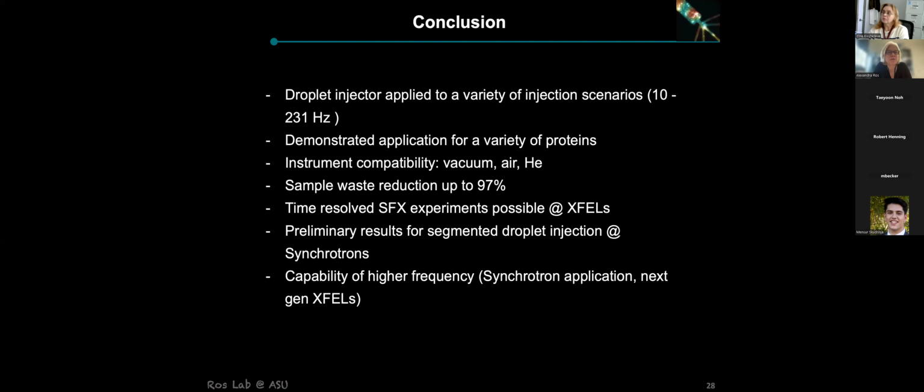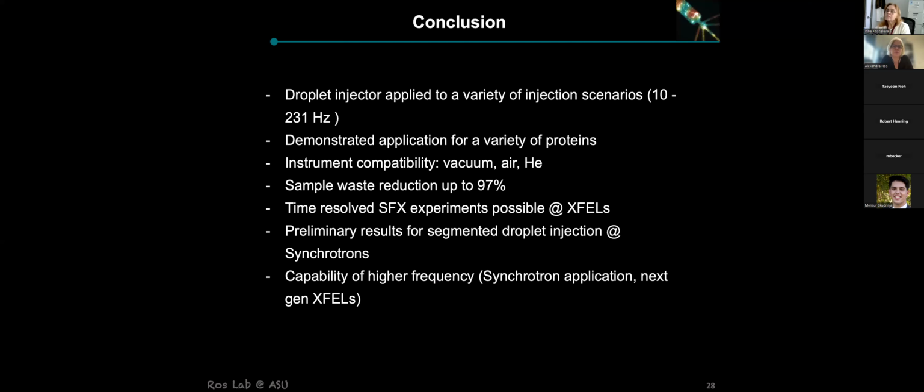So we have preliminary results for the segmented droplet injection at synchrotrons, and we have a capability for higher frequency. I think that's demonstrated through going already to 230 hertz, but I don't really see much of a limitation to go up to a kilohertz or so with these injectors with some adaptations.